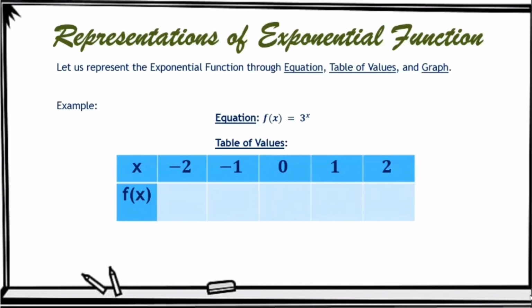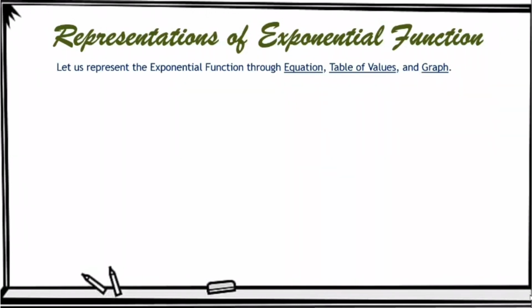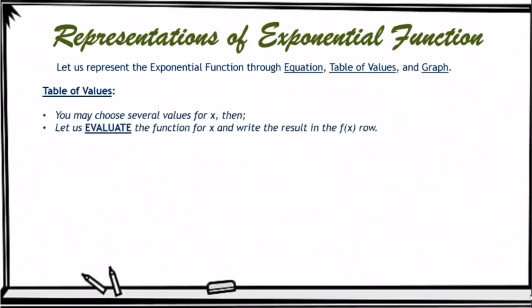So let's say, for example, our equation is f of x is equal to 3 raised to x. Evaluate x is equal to negative 2. You just have to substitute all x by negative 2. So we will have f of negative 2 is equal to 3 raised to negative 2. Apply the law of negative exponent. So that would be f of negative 2 is equal to 1 over 3 raised to 2. Then simplify the denominator. So that would be f of negative 2 is equal to 1 over 9.